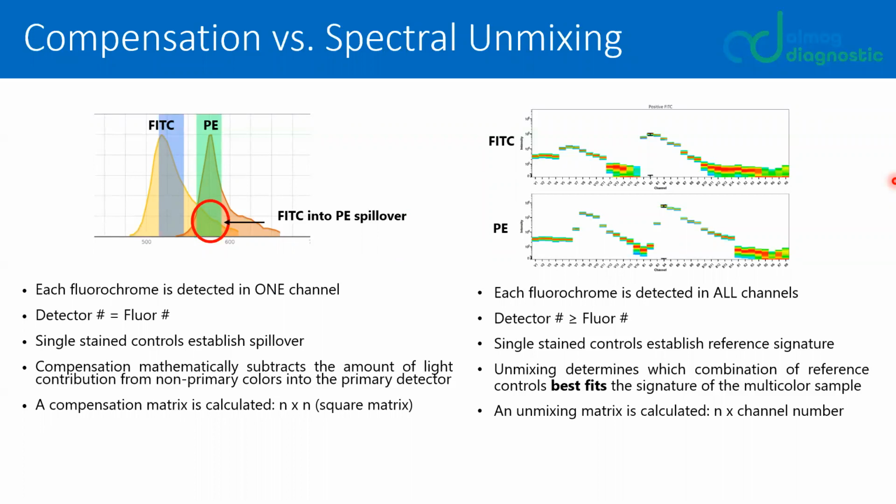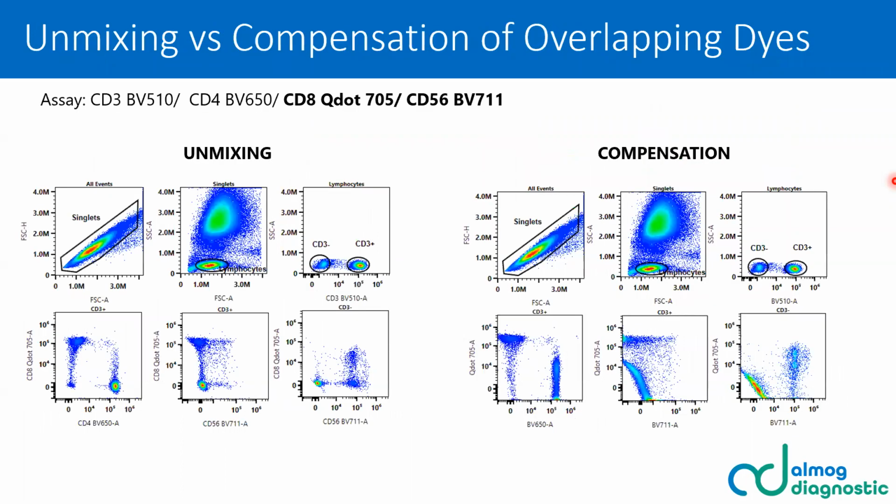In conventional compensation, the algorithm mathematically subtracts the amount of spillovers into the primary detectors, whereas in unmixing, it determines which combination of reference controls best fits the signature of the multicolor sample. So here we have a very nice example of two dyes, Qdot 705 and Brilliant Violet 711, in order to compare between the traditional compensation and the unmixing.